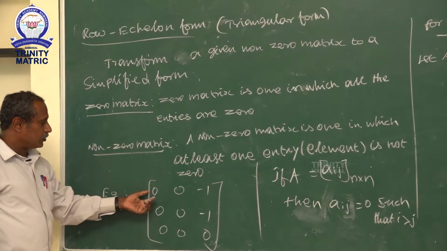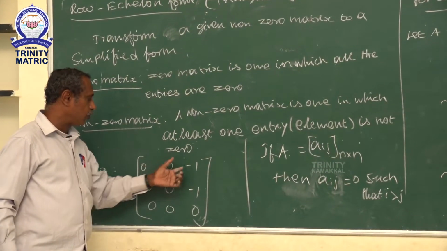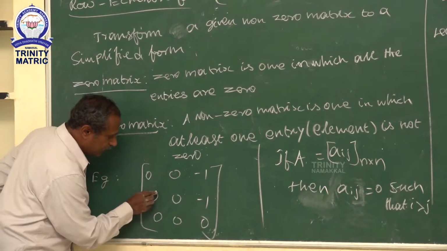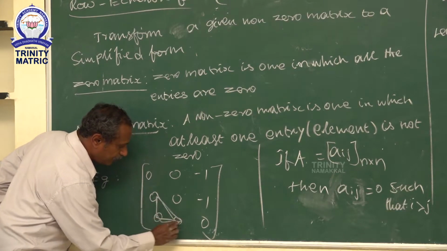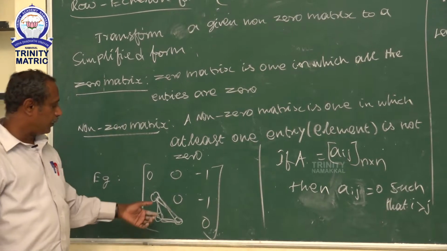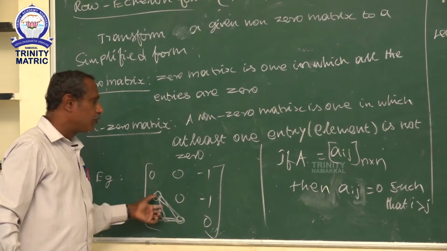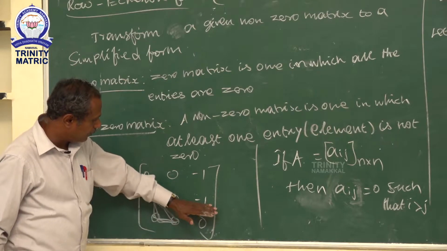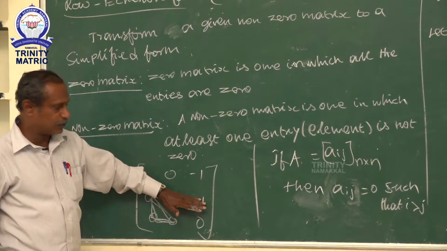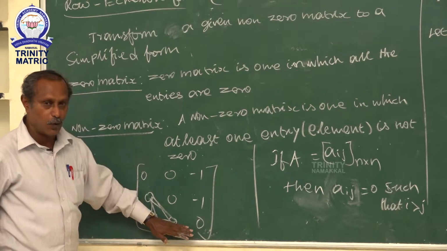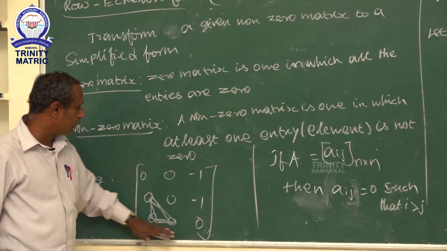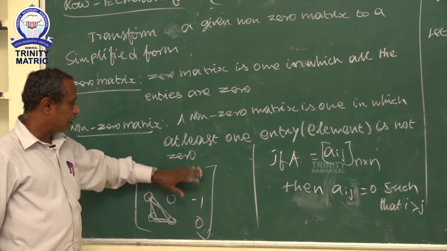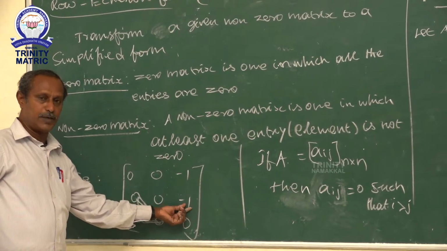For example, we have the matrix 0, 0, minus 1, 0, 0, minus 1, 0, 0, 1. This is in triangular form, so the elements below the diagonal should be 0. Here there are two non-zero rows and one zero row. In the zero row all the elements are 0. In the non-zero rows, at least one element is non-zero.